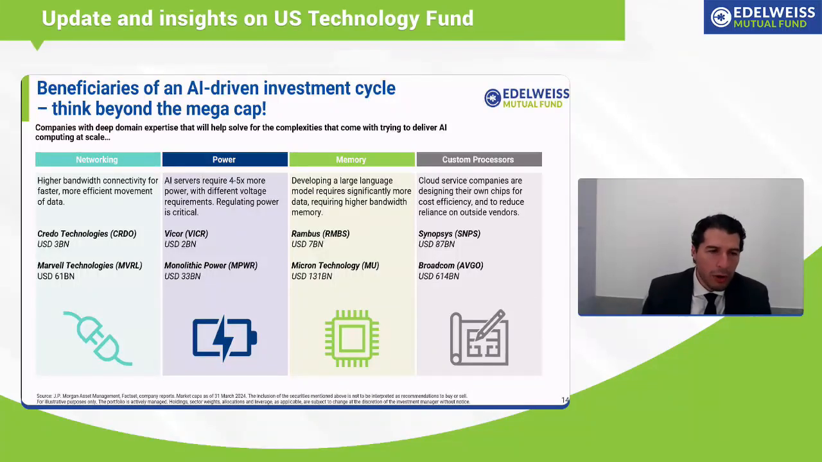So in networking, we own companies like Credo, which is a $3 billion market cap company. We own Marvell. We own Arista. We own Broadcom, which sells the leading networking chip for white labels, but also to Arista. In power, we own companies like Vicor and Monolithic Power. But we could also put Supermicro on that list, who's solving for direct-to-chip cooling. In memory, it's Rambus, it's Micron.